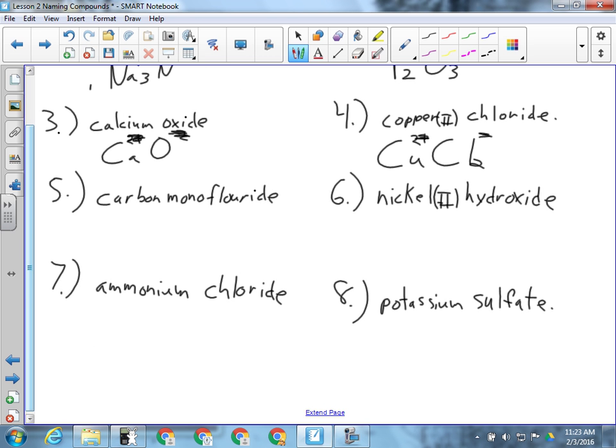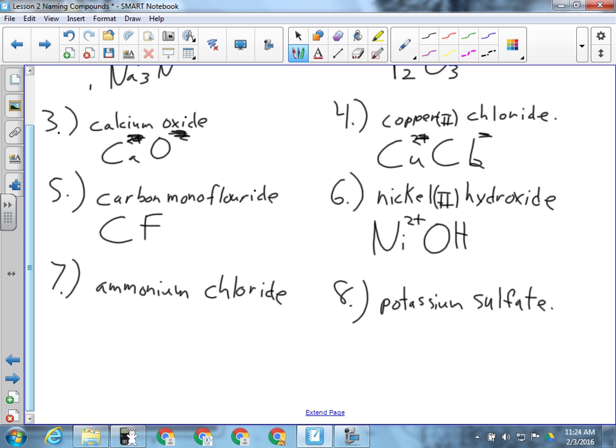Carbon monofluoride, ionic or molecular? Molecular. Carbon with 1 fluorine, looks like that. And then nickel 2 hydroxide. We got a Roman numeral, so it's definitely ionic. Nickel is Ni, and they told us it's a +2 charge. Then we got hydroxide, which is in our table of polyatomic ions as OH. This is something I didn't teach you yet.